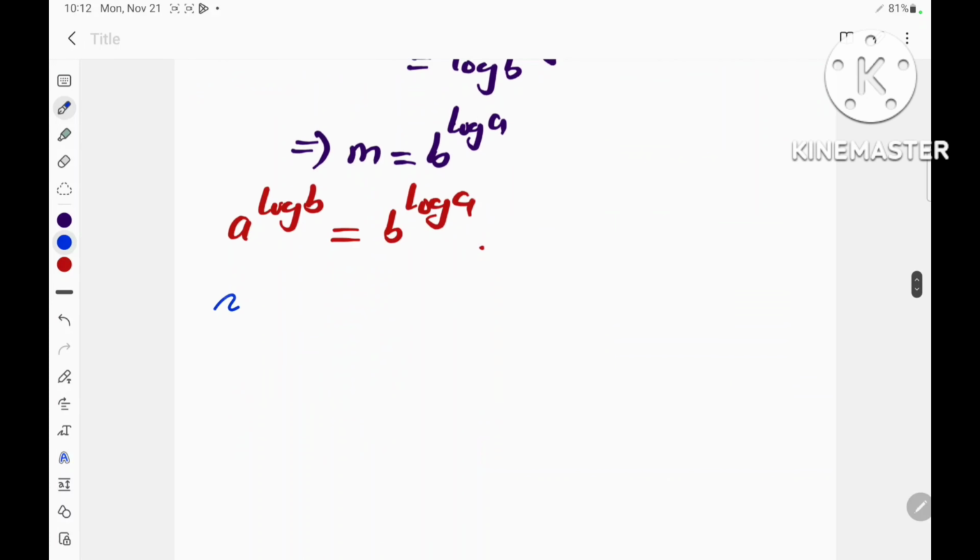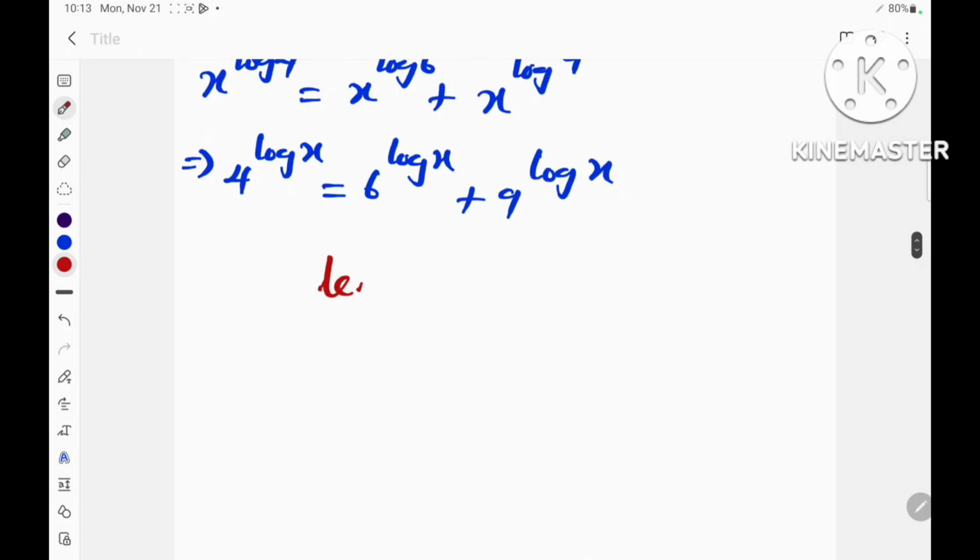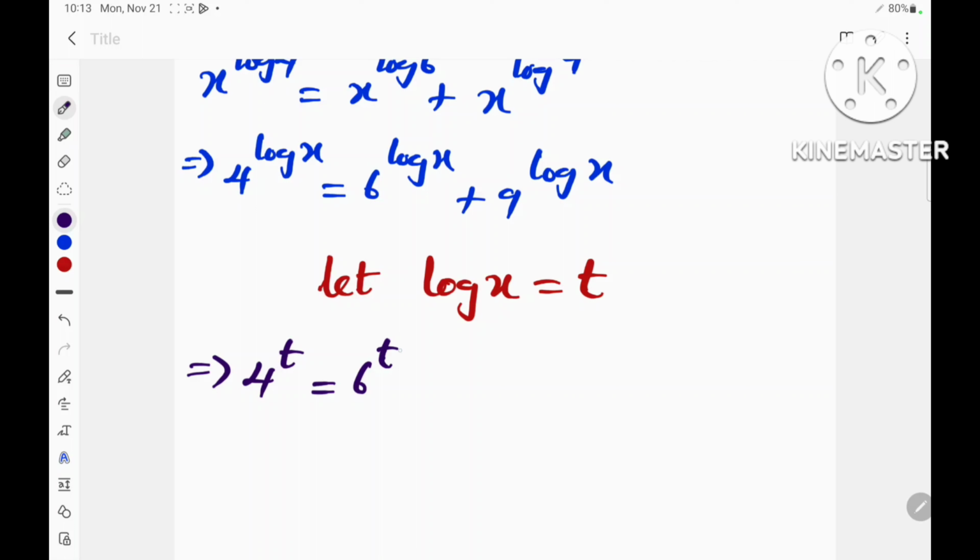Now let's get back to the equation. We are told that x raised to the power log 4 is equal to x raised to the power log 6 plus x raised to the power log 9. And so we can write this in the form 4 raised to the power log x, which is equal to 6 raised to the power log x plus 9 raised to the power log x. And if you let the log of x be equal to a new variable, say t, then we have 4 raised to the power t equal to 6 raised to the power t plus 9 raised to the power t.